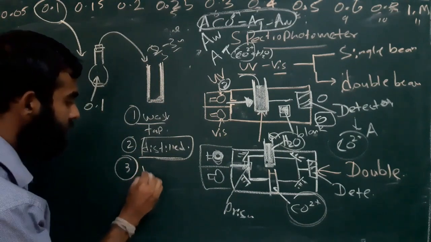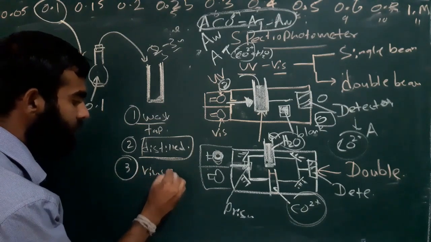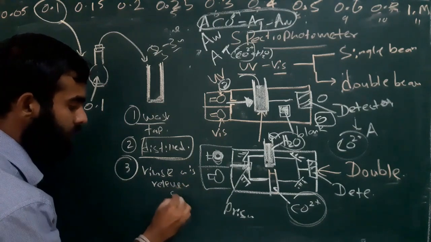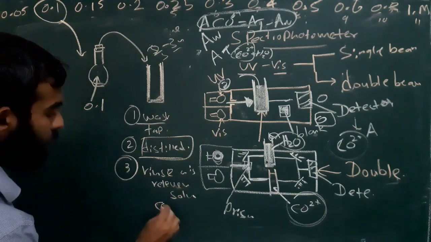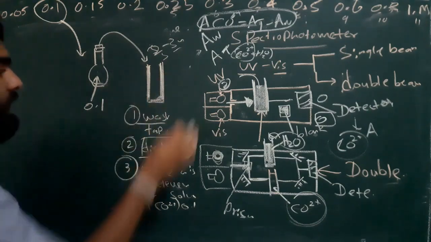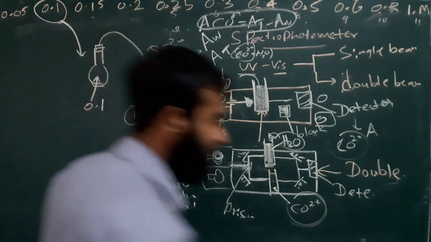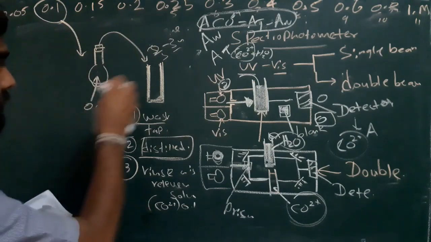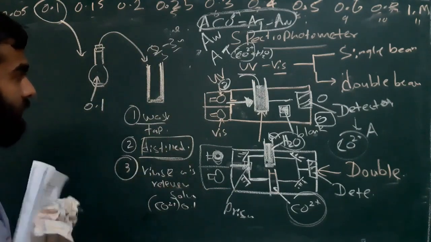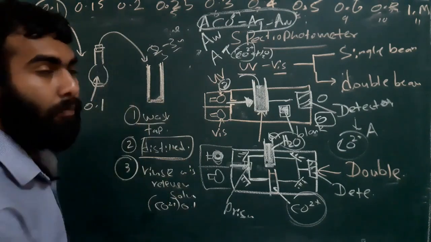Third one is rinsing with the relevant solution, which means this cobalt solution 0.1. So we will rinse, we will clean this cell. After cleaning, we have to dry this sample cell.